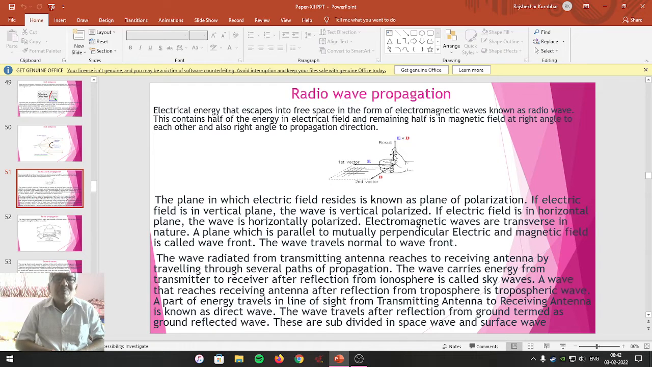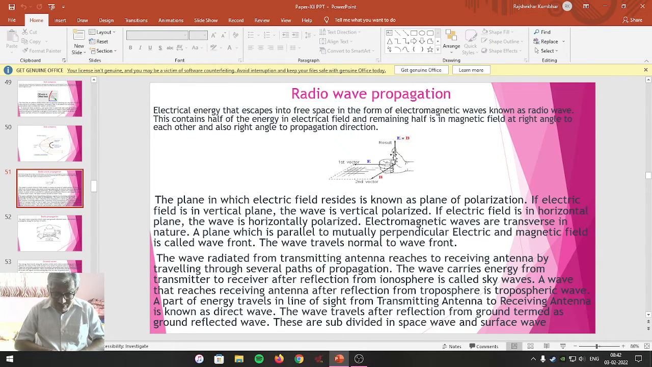The first one is the plane in which the electric field resides, which is known as the plane of polarization. It is actually a three-dimensional structure, and within that, the electric field resides in a particular plane. That plane is known as the plane of polarization.